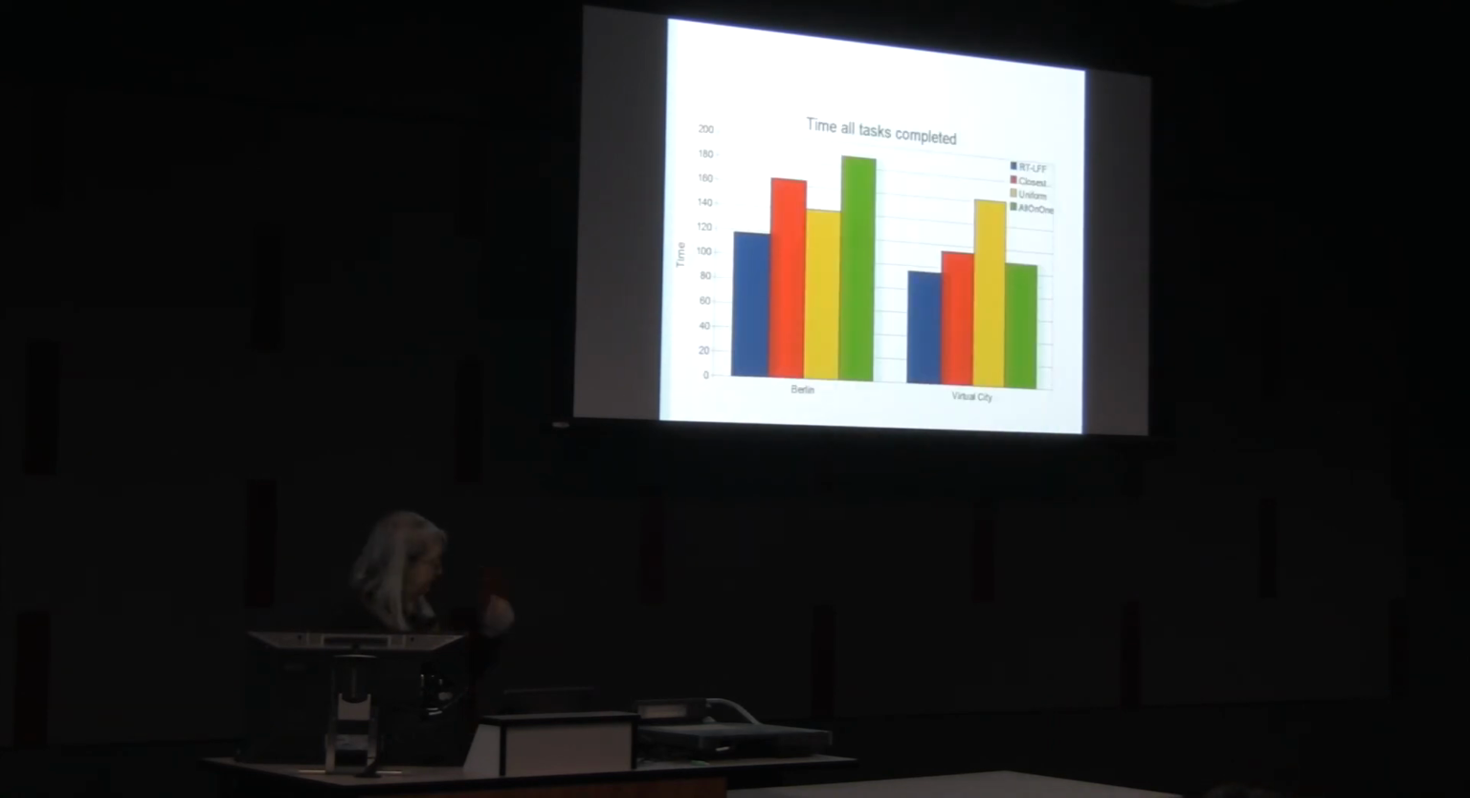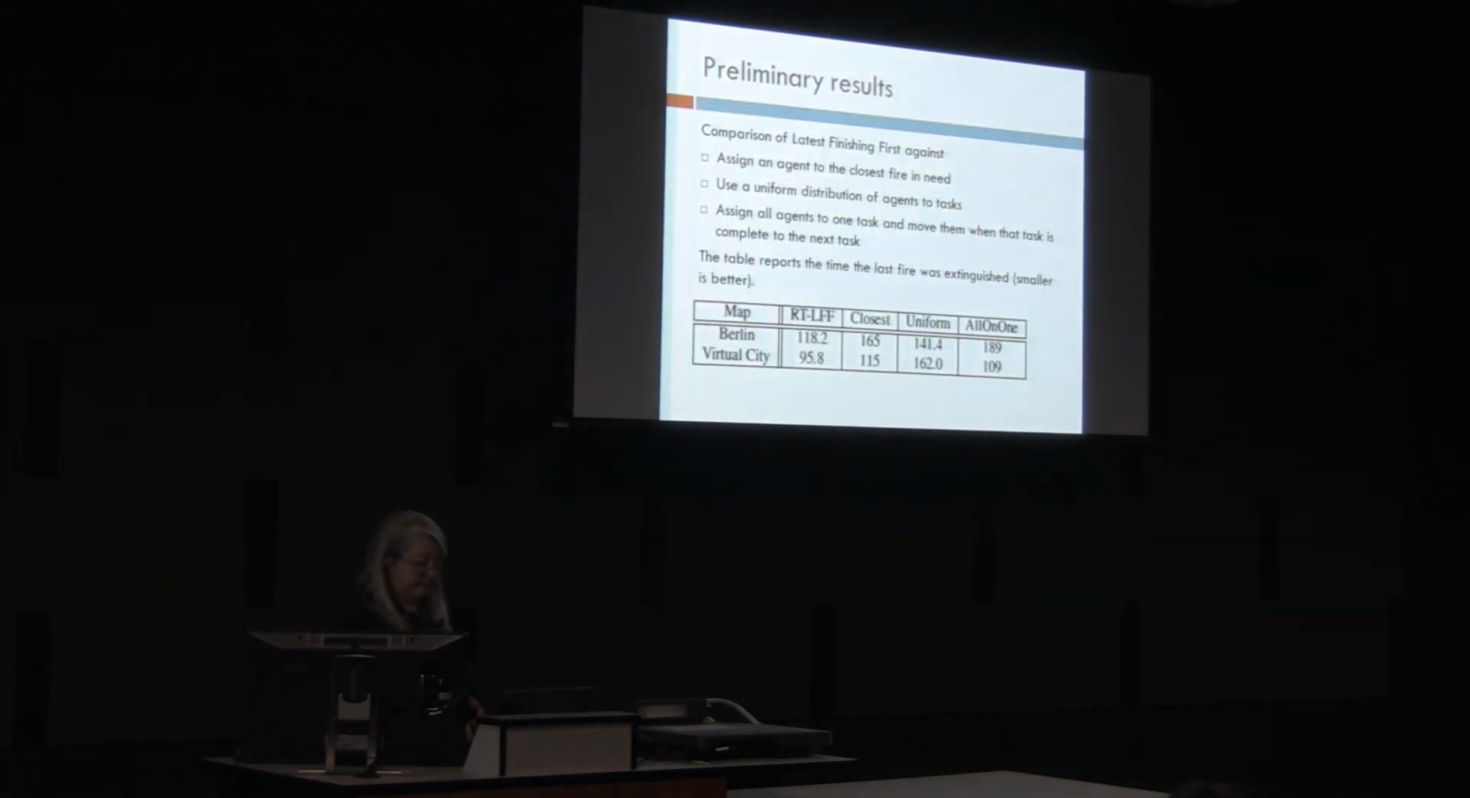And finally, you can compare this real-time last finishing first with 3 different kinds of heuristics. You assign all the agents to one fire, or to a uniform distribution, or just assign to the lowest one. In general, on these 2 maps, the blue, which is this algorithm, tends to be much the best. Okay?